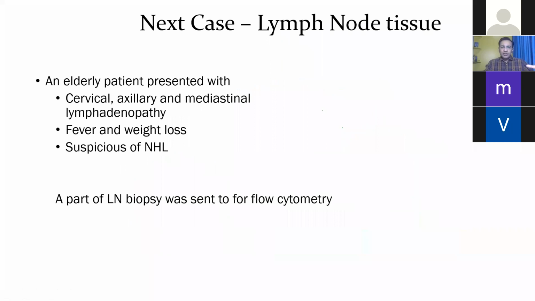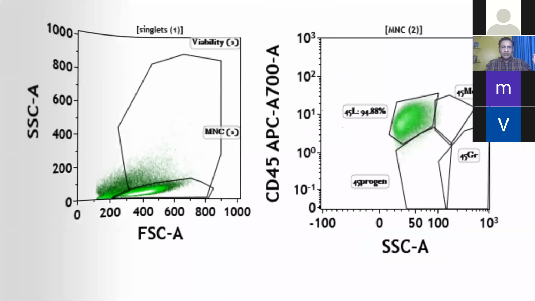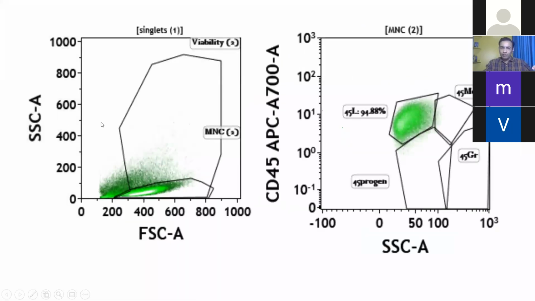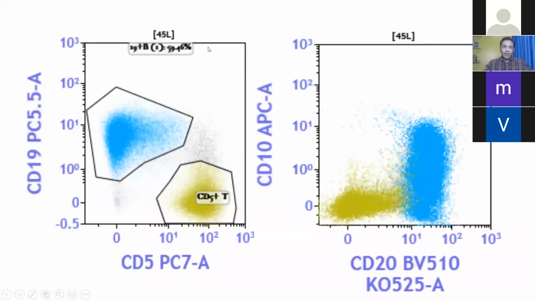Okay, now I'm showing one example. This is a lymph node tissue. We have directly processed lymph node tissue, not even FNA. You can see these are all small cells, no neutrophils because it is lymph node tissue, no blood contamination. They are all CD45 bright, no precursor cells. When we confirm, they are all CD19 positive, and CD5 negative.